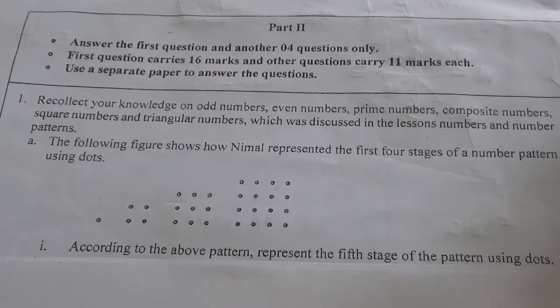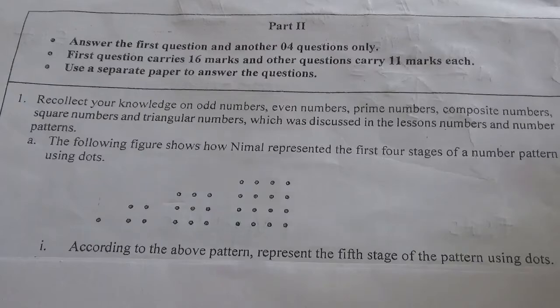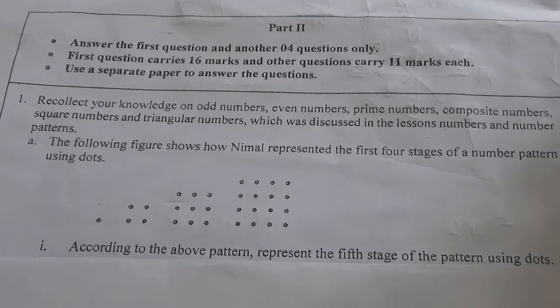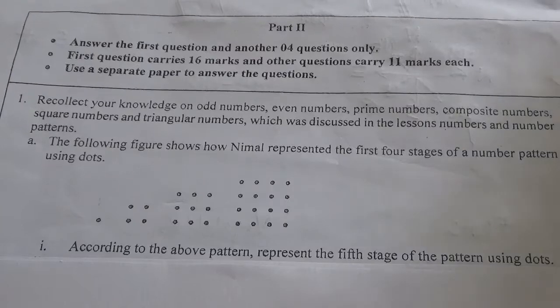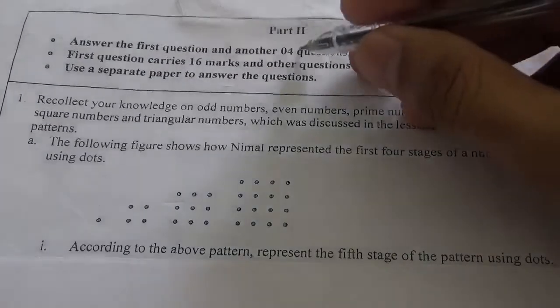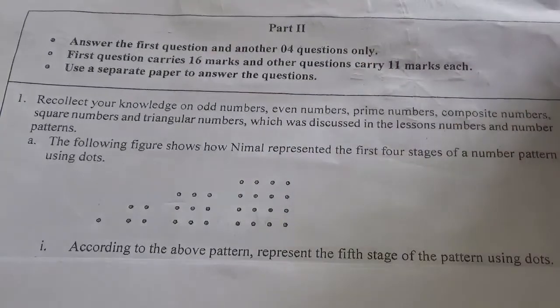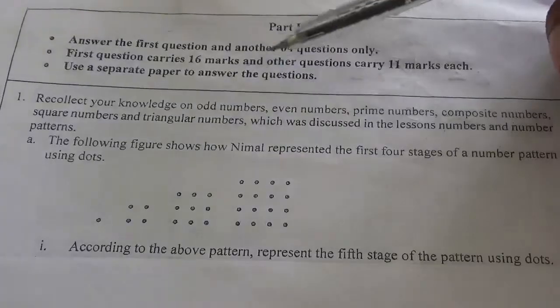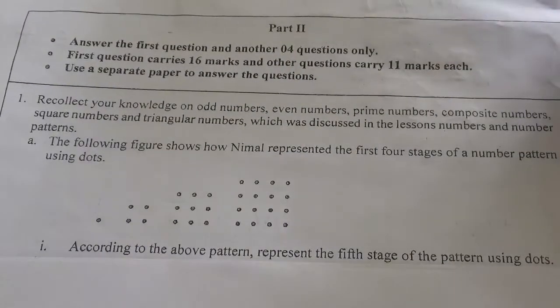So they're asking us to answer the first question and another 4 questions only, but I'll be discussing all 7. First question carries 16 marks and other questions carry 11 marks each. So basically 11 into 4, 44 plus the 16, you get 60 marks in total for part 2. Use a separate paper to answer the question, so I'm using a separate paper here. Question number 1.